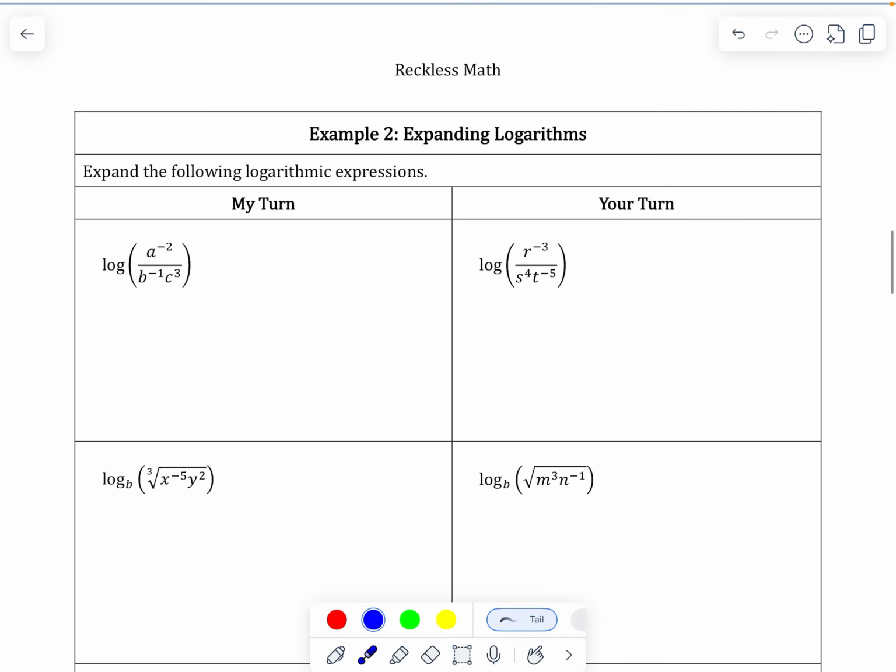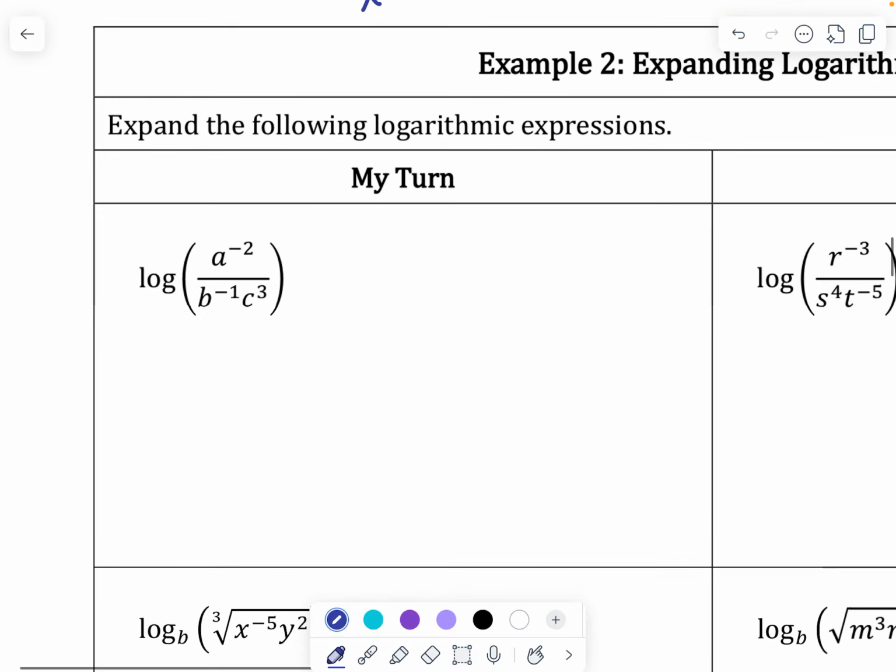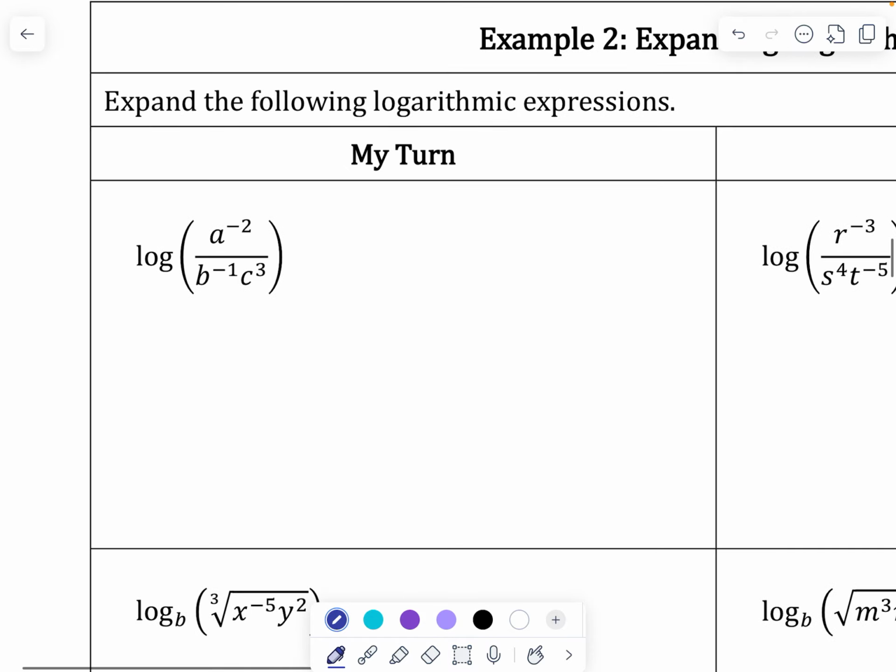Example 2, we're still expanding logarithms. I'm just going to turn it up a bunch. And remember that x to the negative n power is 1 over x to the n, right? We're going to use that a lot here. Okay. Expand the following logarithmic expression.